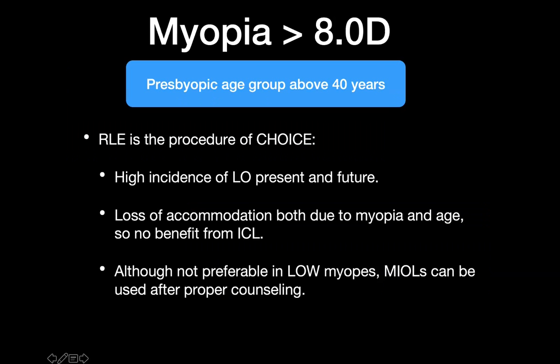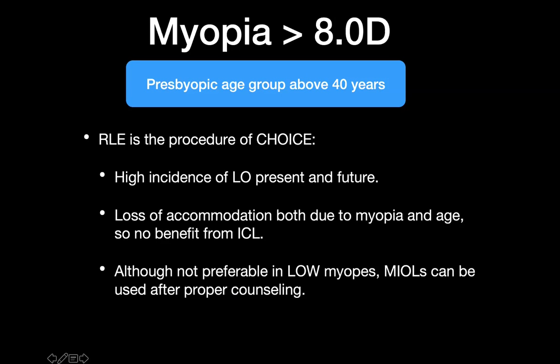On the flip side, if you have a patient who is a high myope, up to -8, there's always a chance that you can do laser refractive surgery, either a LASIK, a lamellar refractive surgery, a SMILE, or a PRK, a surface ablation. But if the patient has more than 8 diopters, then refractive lens exchange is the procedure of choice if the patient is in the presbyopic age group.